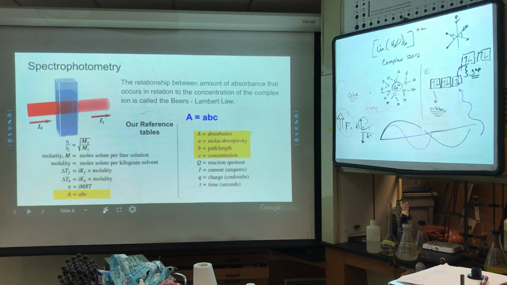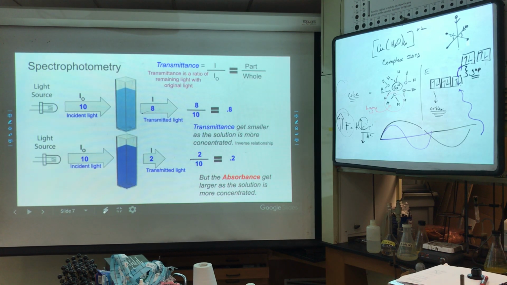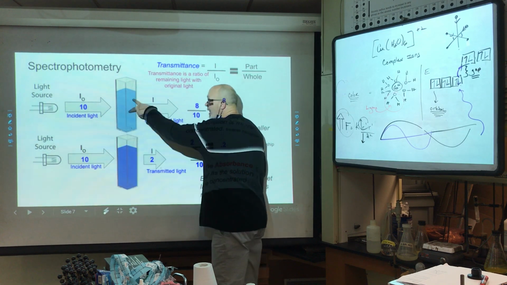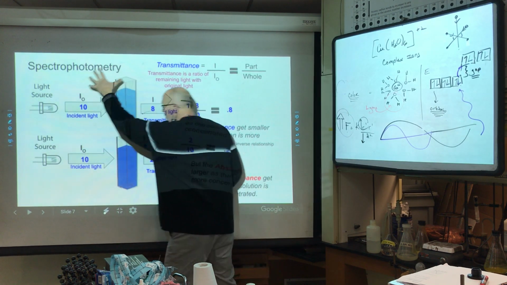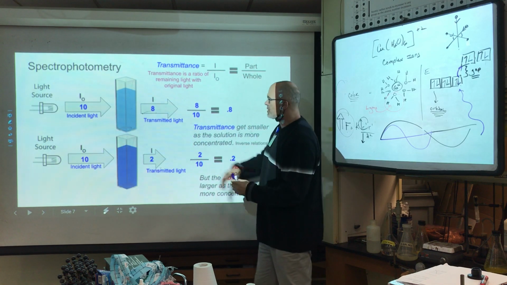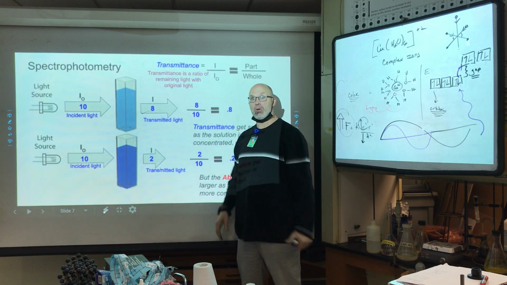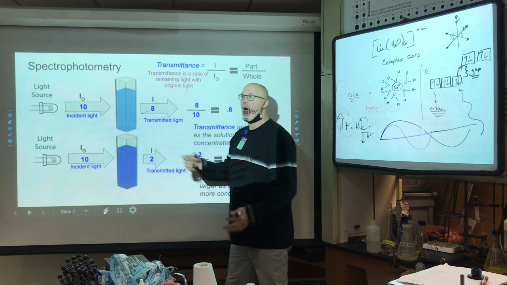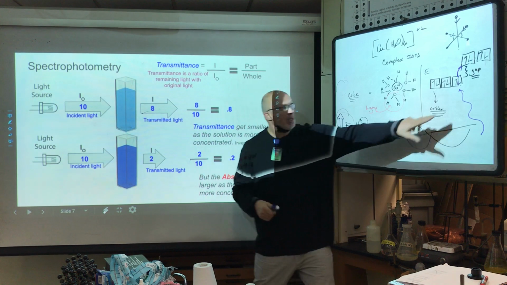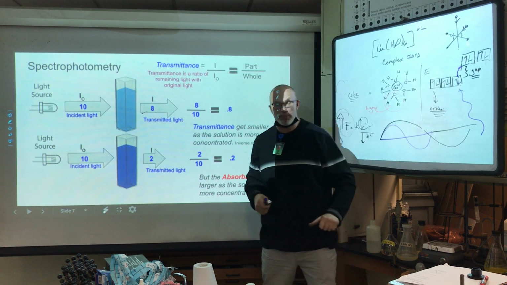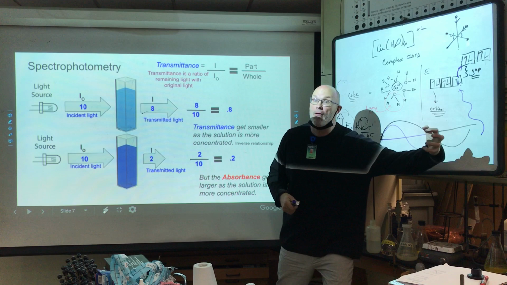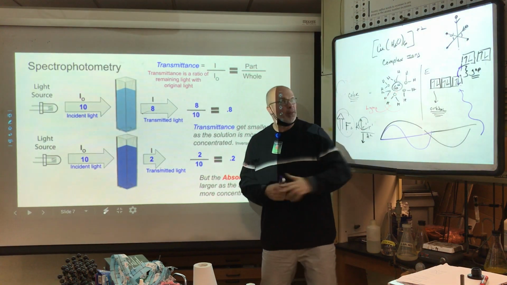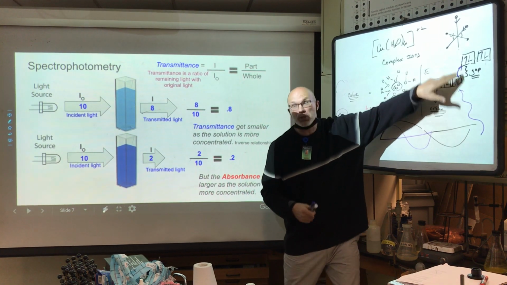Okay, still stay with me, we're not done. So here's what we get. This is a more concentrated solution of copper ions. This one is less concentrated. Here comes the white incident light. The transmitted light is what's not being used. Okay? So we're missing some. Why are we missing some? Because the chemical is absorbing some of that light based upon its electron structure and how many of them. This is a darker solution, so there is more of the copper. Therefore, there's more absorption of the light.